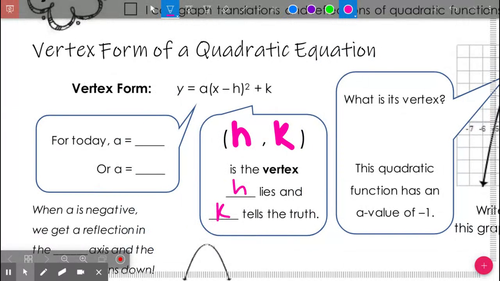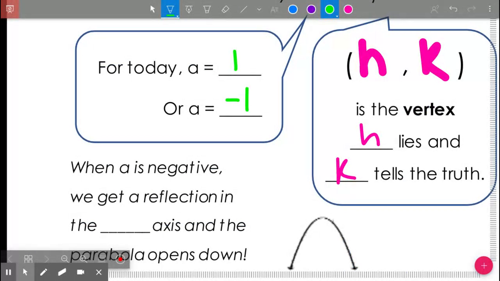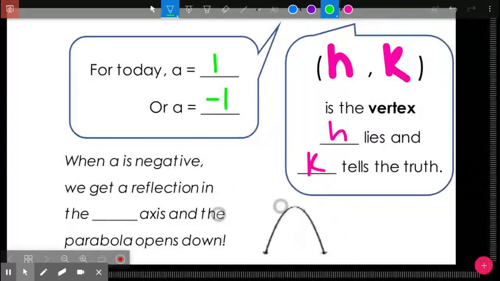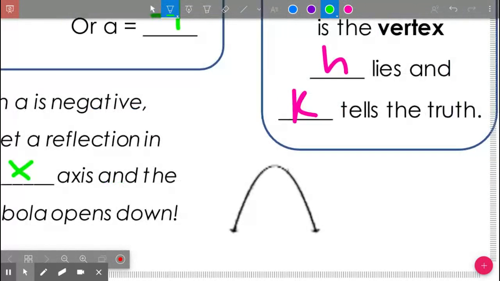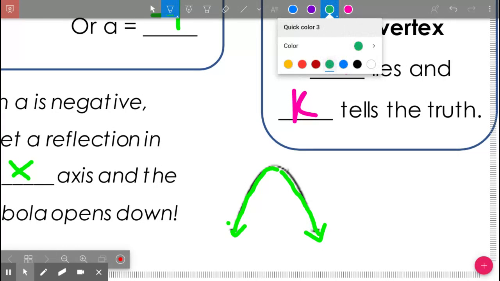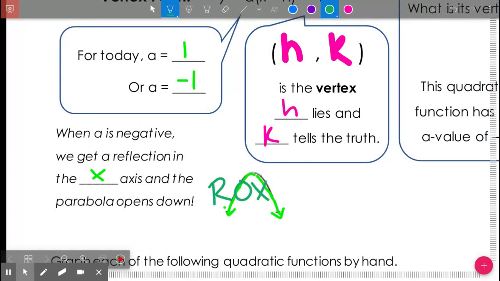Okay, now the change for today is A. Our A value can either be positive 1 or negative 1 today. And when our A is negative 1, we are going to get a reflection in the x-axis and the parabola opens down like a frown. So this is when we get this upside down parabola shape. Okay, and we know that we call that a rhox, a reflection over the x-axis. We did that with linear functions.